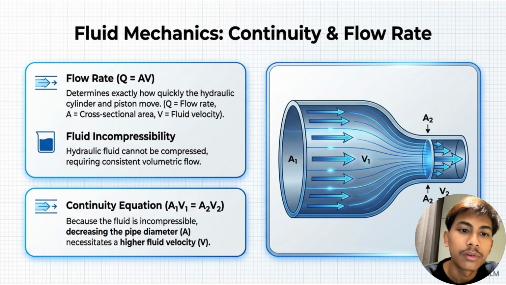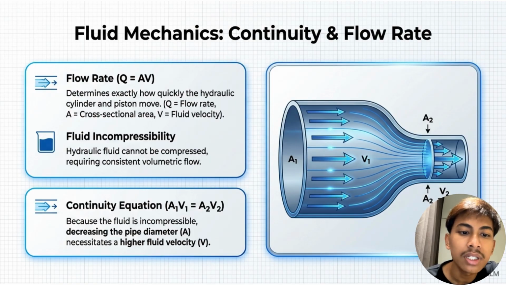Now, for this slide, I will explain the concept of continuity and flow rate in fluid mechanics. First, the flow rate is given by the equation Q equals A V, where Q is the flow rate, A is the cross-sectional area of the pipe, and V is the fluid velocity. This equation tells us how much hydraulic fluid flows through the system every second.